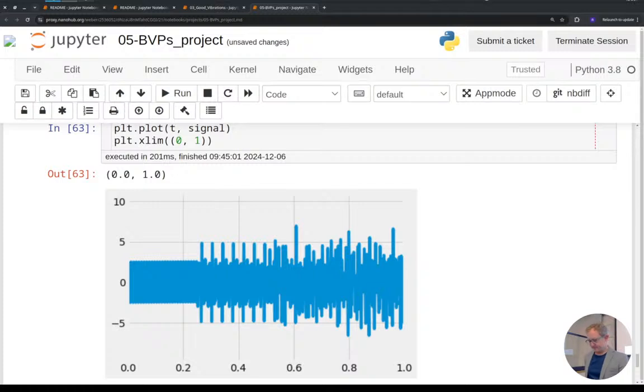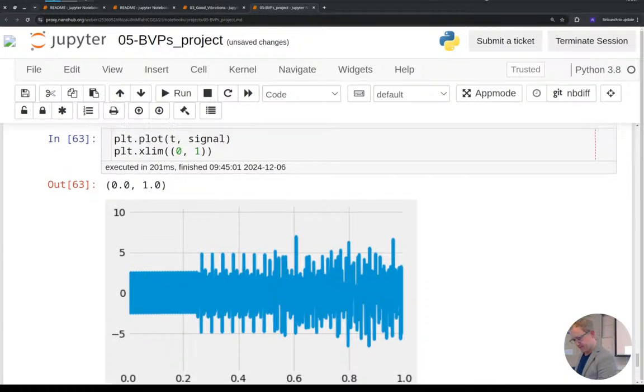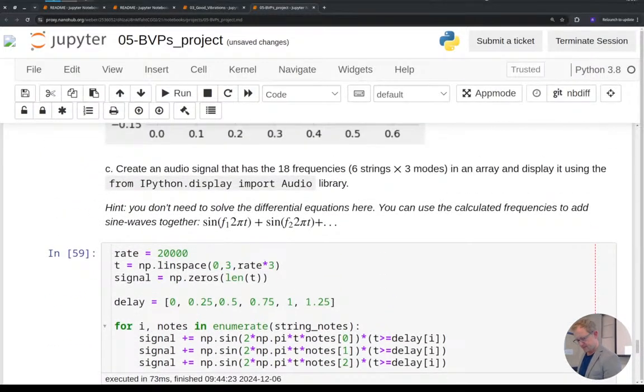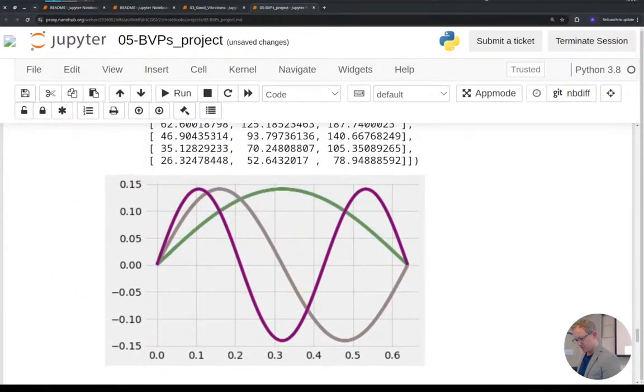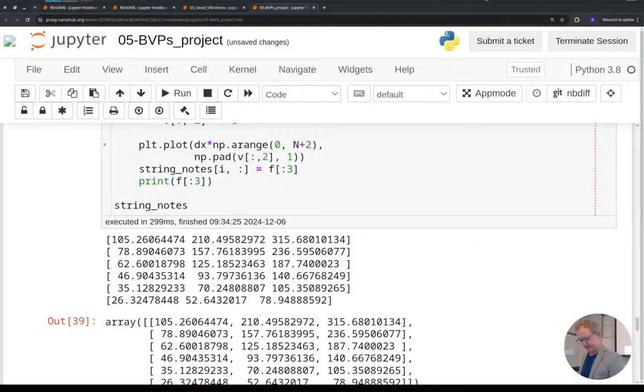Cool. We've made it through project 5. Doing some mode shape stuff, looking at different notes. Anything else? Last 10 minutes of the semester, really.